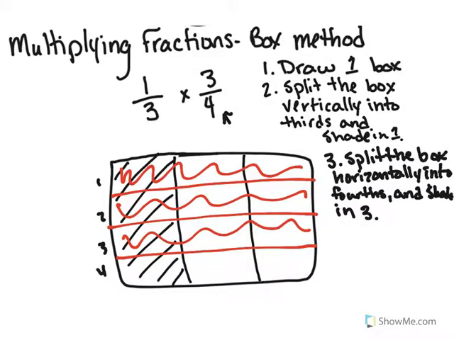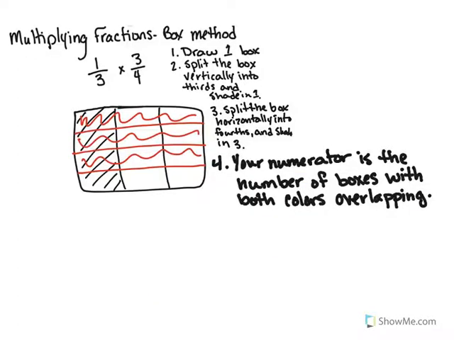So we've divided our box into thirds and into fourths. Modeled both our fractions in this one box. Now you are going to find your answer. So your numerator is the number of boxes with both colors overlapping. So here we have black and red overlapping.